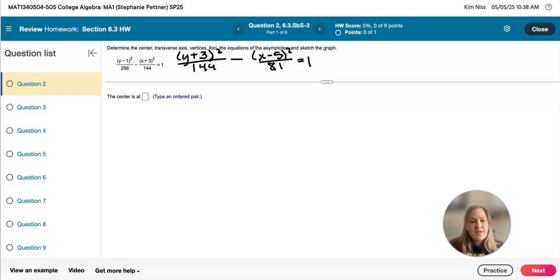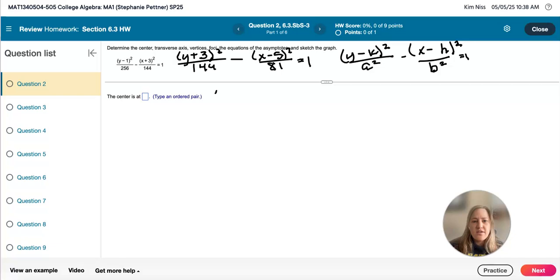Just to keep things simple, I'm just going to work through most of it. We'll see if I sketch the graph. But to start, you need to find the center. We're going to do this based on the standard equation: (y − k)² over a² minus (x − h)² over b² equals 1. That's the standard equation that we're going to go off of.